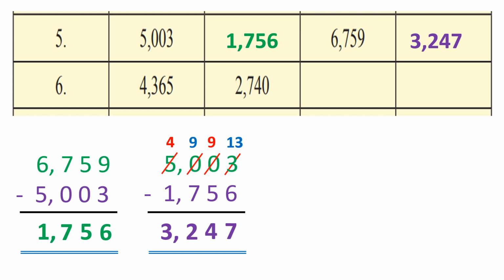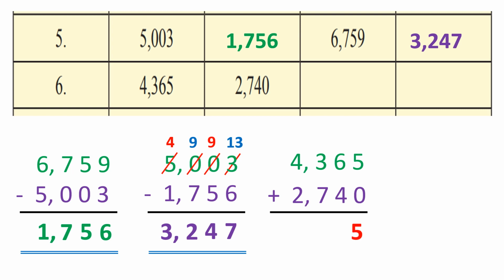Next is number 6. You have the first number 4,365 and the second number 2,740. Then you add for the sum: 4,365 plus 2,740. 5 plus 0 is 5.